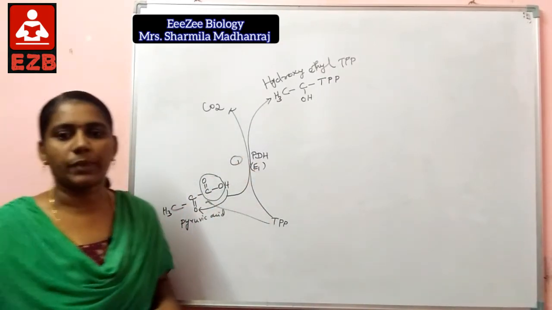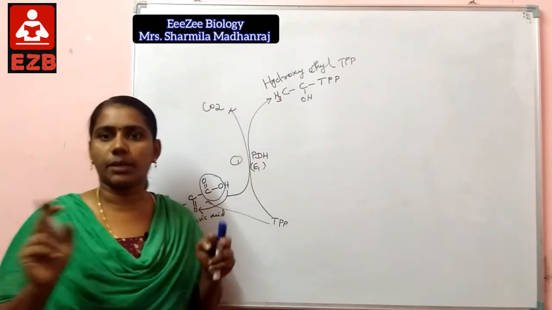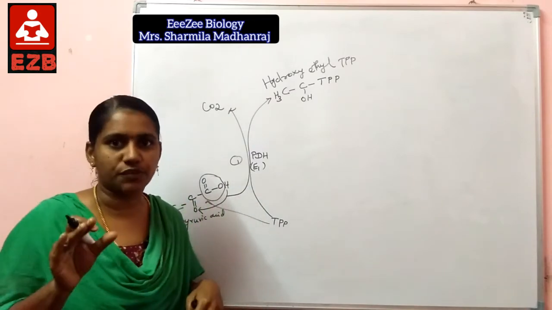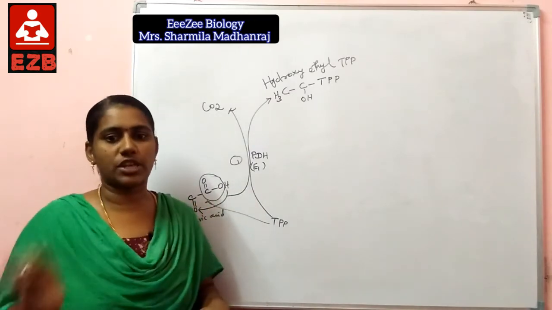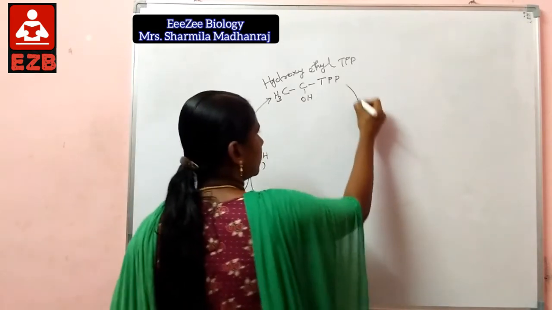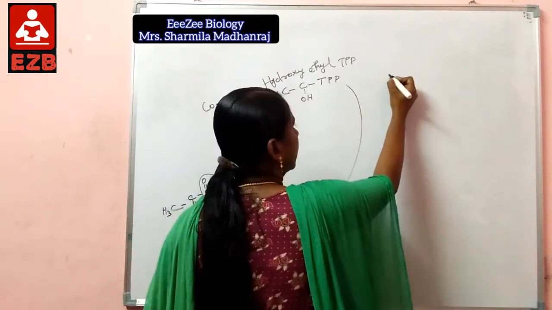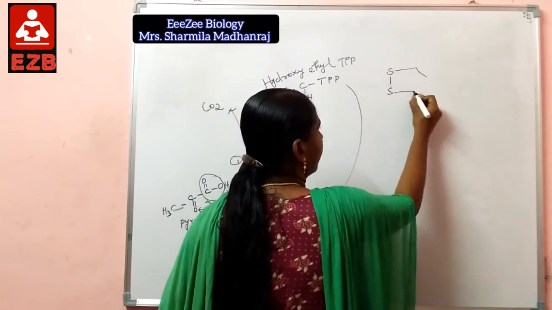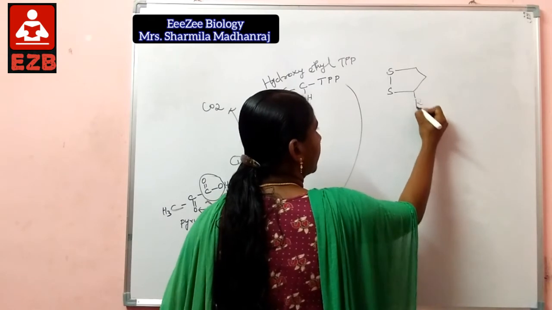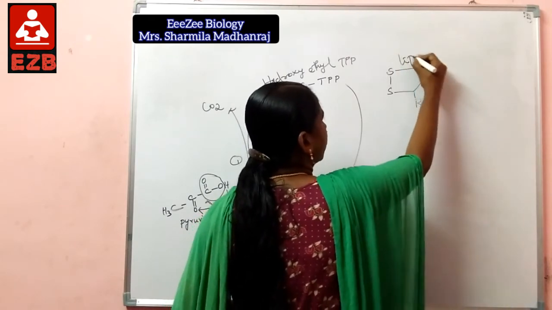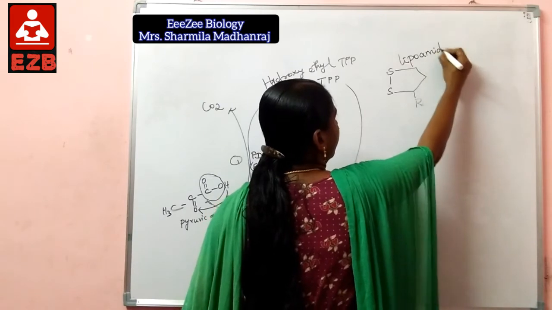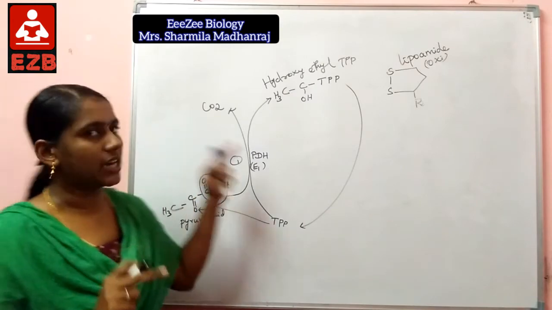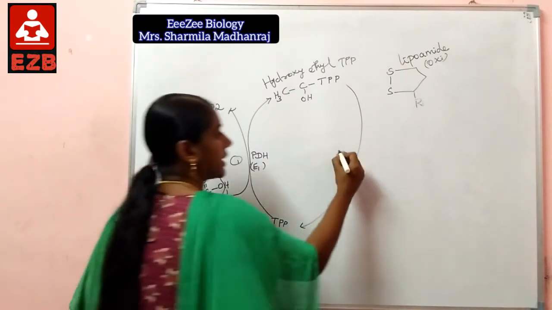Next, in the second step, hydroxyethyl TPP is reacted with lipamide. That lipamide is the oxidized form. Here a transformation takes place. The step is the second step.